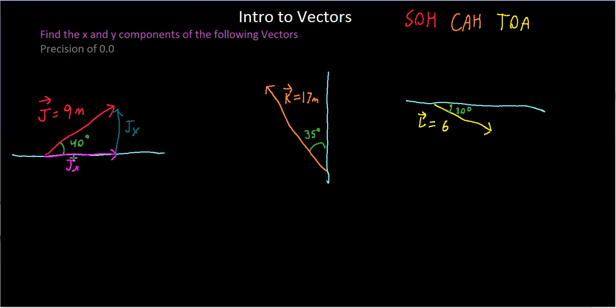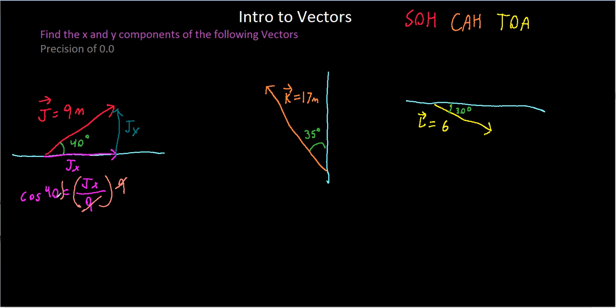So to find j of x, we're using the adjacent and the hypotenuse. We know the hypotenuse, we're looking for the adjacent. So that would be cosine. Cosine of angle 40 will equal the adjacent, which is j of x, over the hypotenuse, which is 9 meters. So from here, it just becomes a simple algebra problem. We'll multiply both sides by 9.